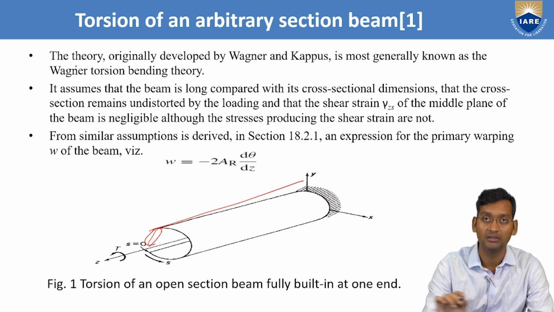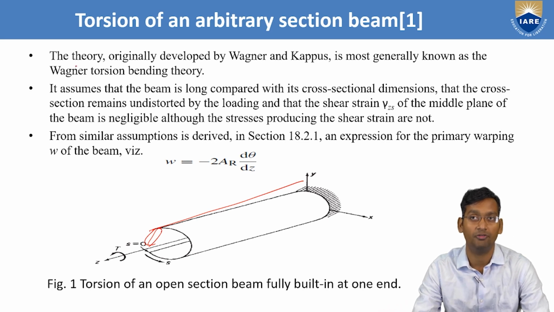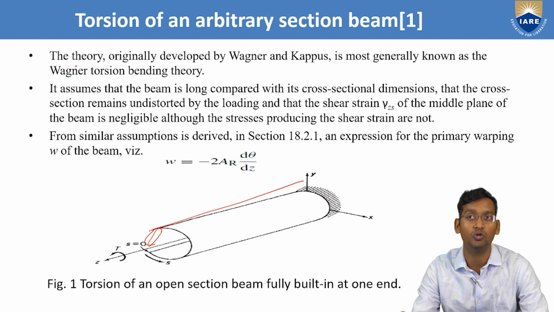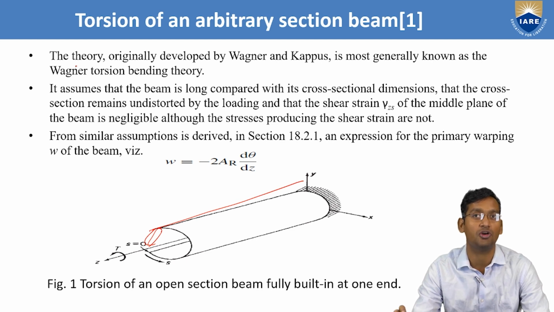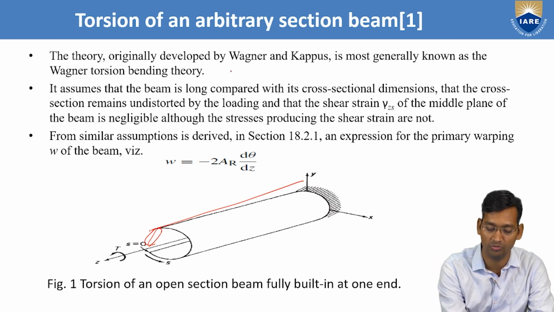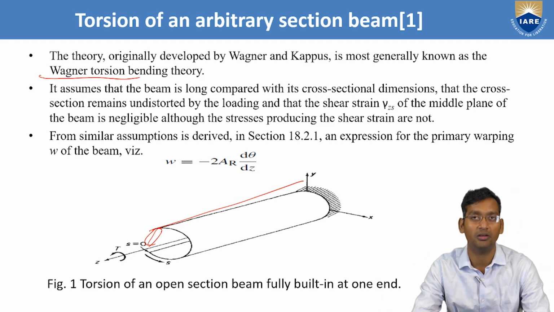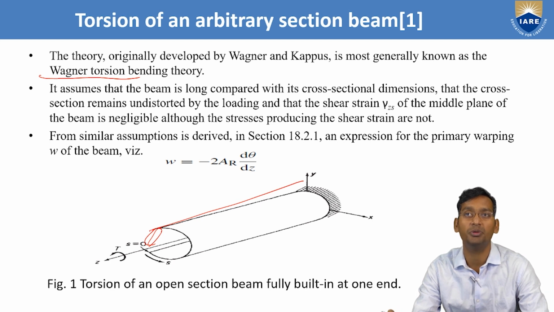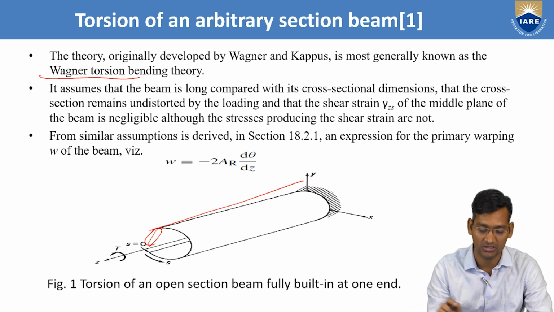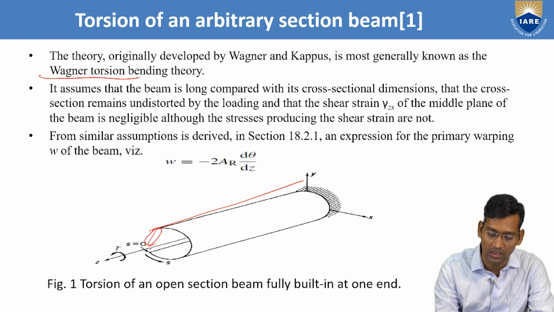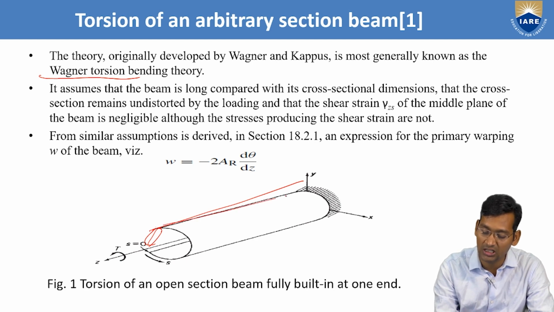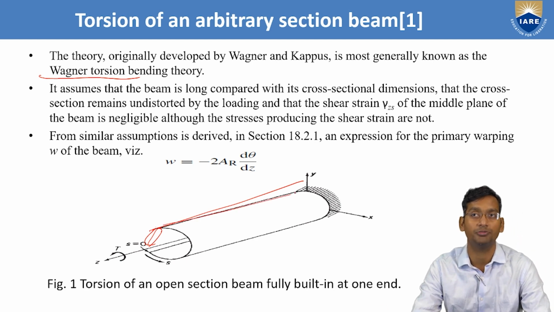The theory was originally developed by Wagner and Kappus, and is most generally known as Wagner's torsion bending theory. So this theory is named as what? Wagner torsion bending theory. According to Wagner, it assumes that the beam is long compared to its cross-sectional dimension. Whatever the cross-sectional dimension is, compared to that, the length of the beam should be very long.